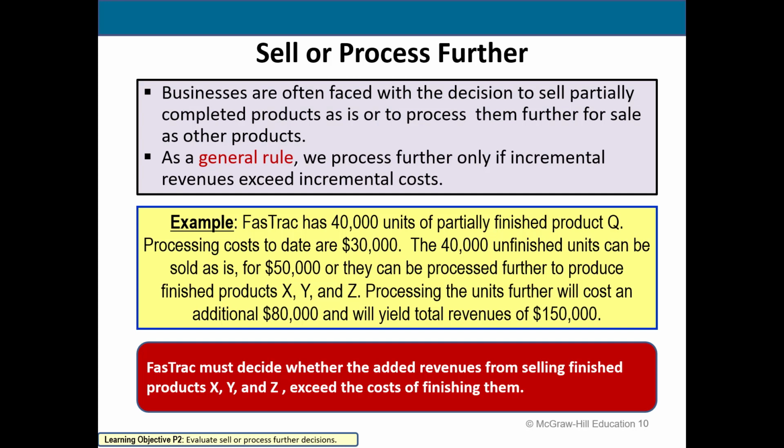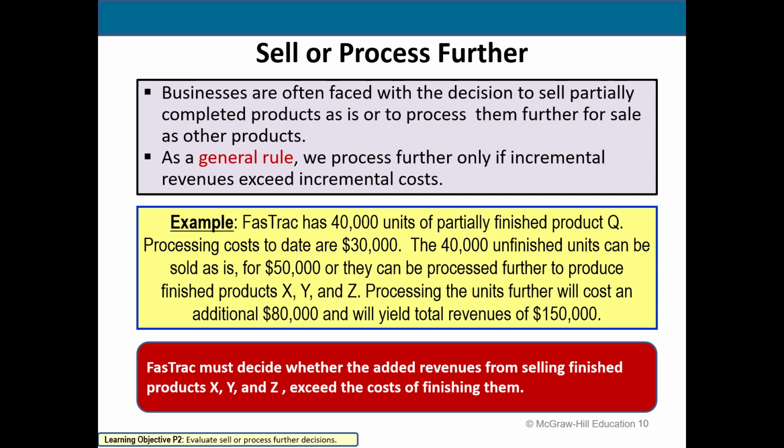Many products can be sold in an unfinished state or processed further into a finished product that will sell for a higher price. The decision to sell or process must be based on incremental revenues and incremental cost. The cost of manufacturing the product up to the sell or process decision point, those are sunk costs and are not relevant.